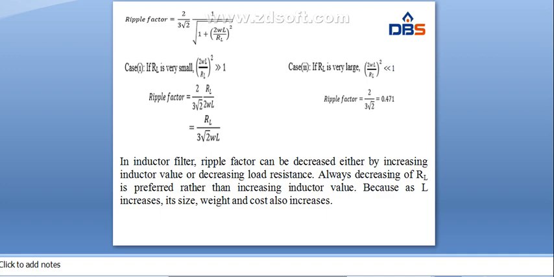So in this inductor filter, ripple factor can be decreased either by increasing the inductor value or decreasing the load resistance. Decreasing RL is preferred rather than increasing the inductor value, because of the size, weight and cost of the inductor. So to decrease the ripple factor of the inductor filter, RL should be minimized. So that is the ripple factor of the inductor filter.